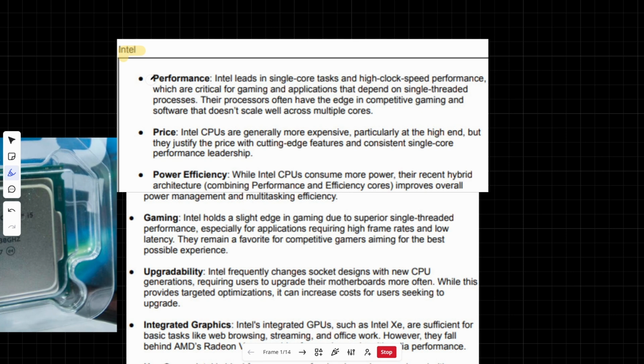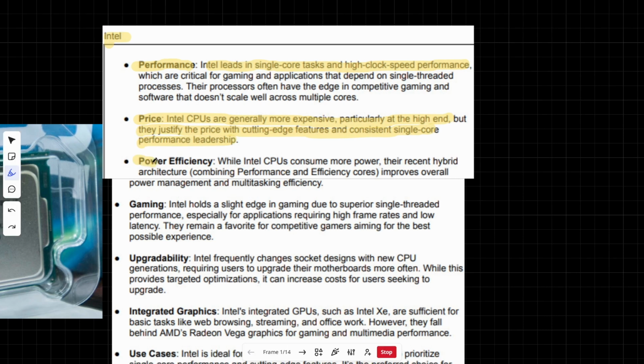Intel contrasts AMD when it comes to performance. It leads in single core tasks and high clock speed performance. All right. So single core tasks. In terms of the price, Intel CPUs are generally more expensive, particularly at the high end, but they justify the price with cutting edge features and consistent single core performance leadership. Now, power efficiency. Long story short, Intel CPUs do consume more power on average. So they're not as power efficient. They're probably going to generate more heat as well. So that's a key thing to take into consideration.